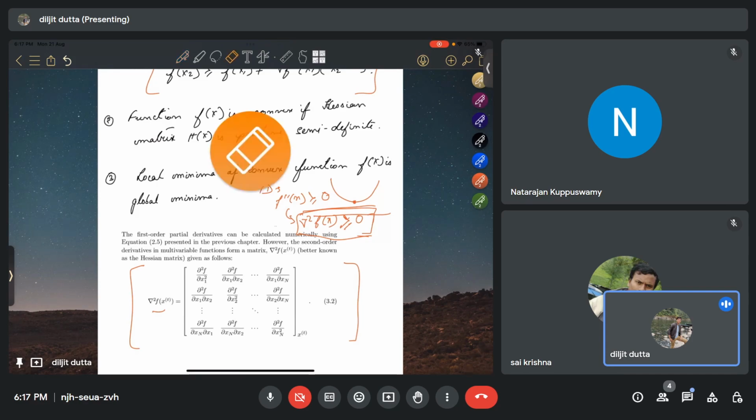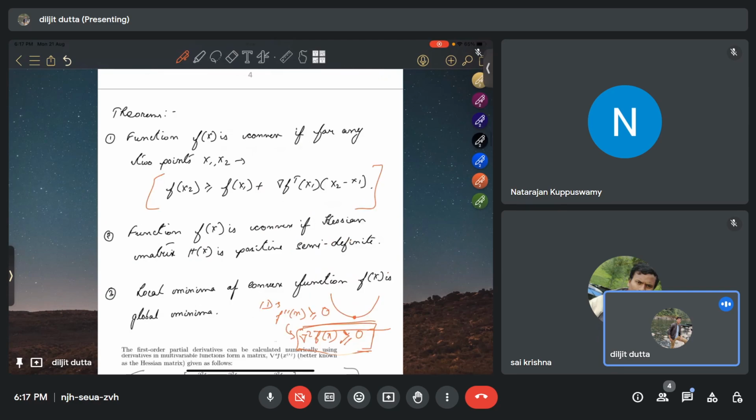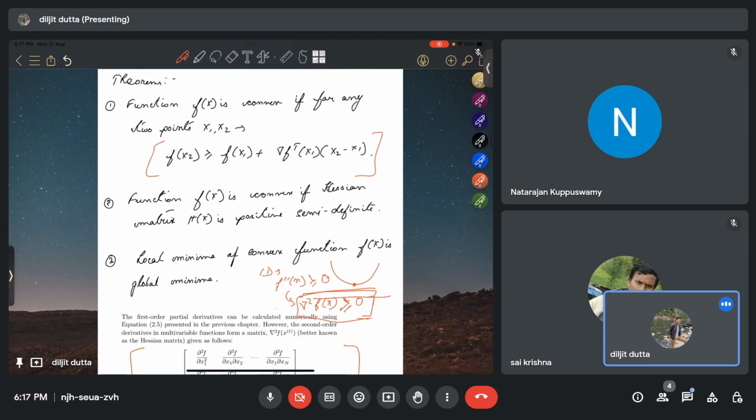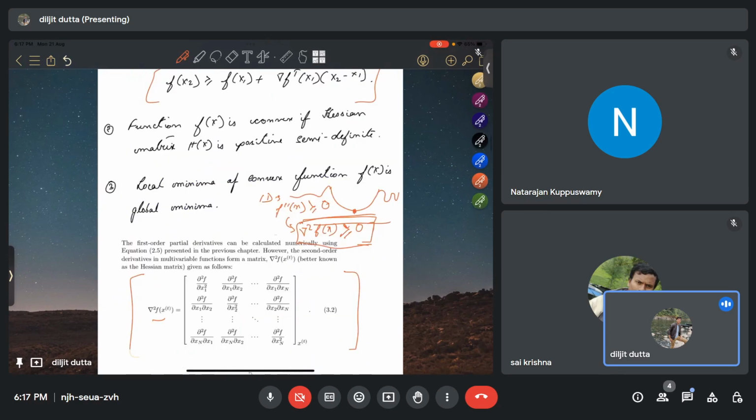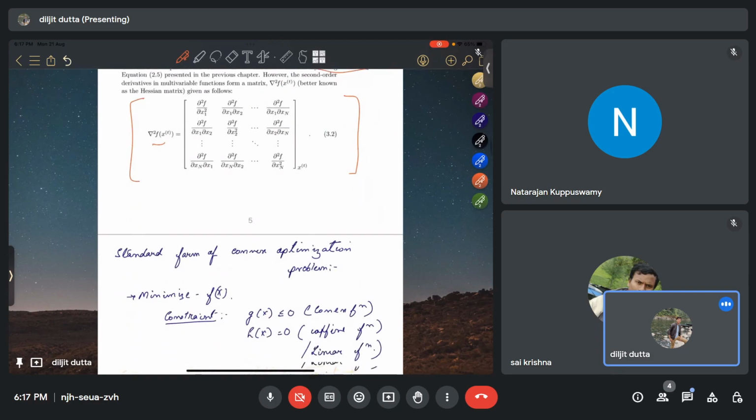And the last theorem is that a local minima of a convex function is also a global minima. For a convex function, if the function looks like this, with several dips, then it is not a convex function. For a convex function, there will be one minima, and the local minima will be the global minima. So this is about the three theorems in convex functions.